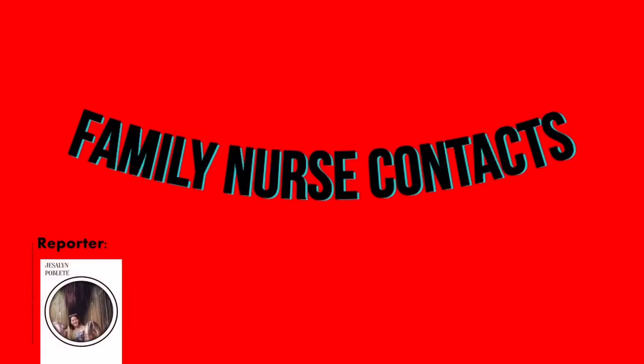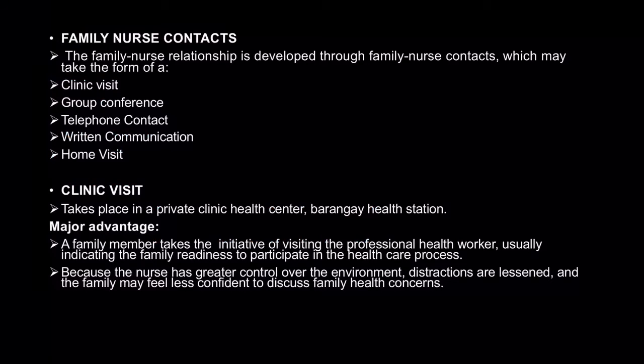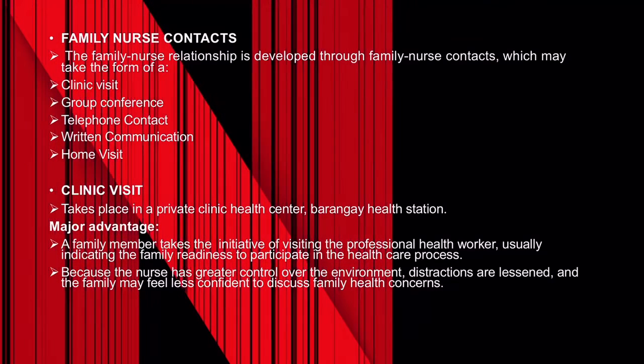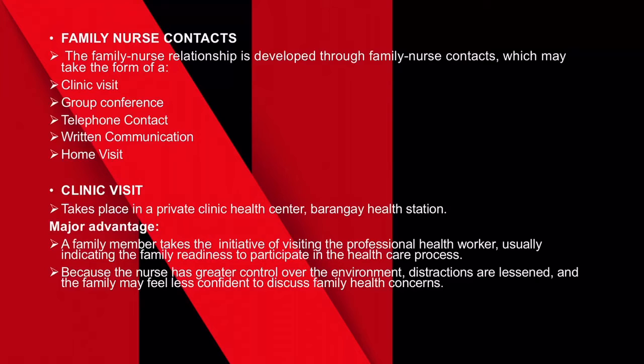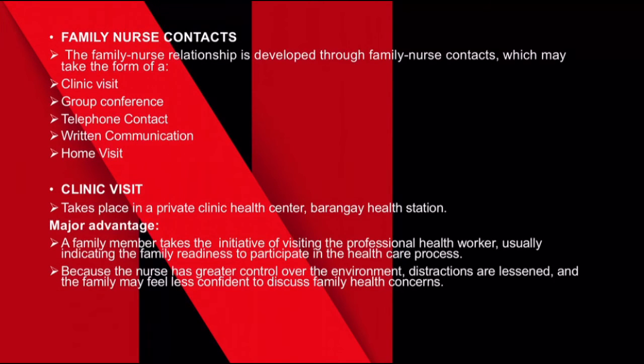So today's topic is about family nurse contact. The family nurse relationship is developed through family nurse contacts, which may take the form of a clinic visit, group conference, telephone contact, written communication, and home visit. The nurse uses the type of family nurse contact that is most suitable to the purpose or situation at hand. It also allows the health worker to assess the home and family situation in order to provide the necessary nursing care and health-related activities.